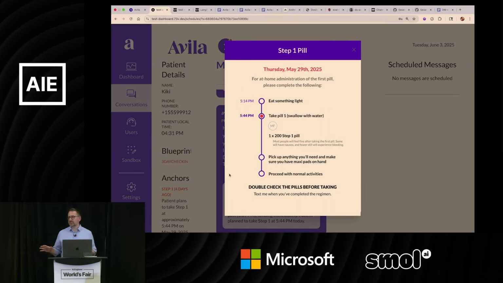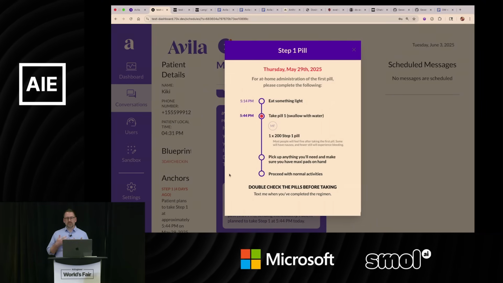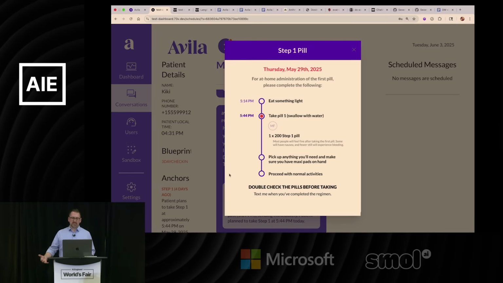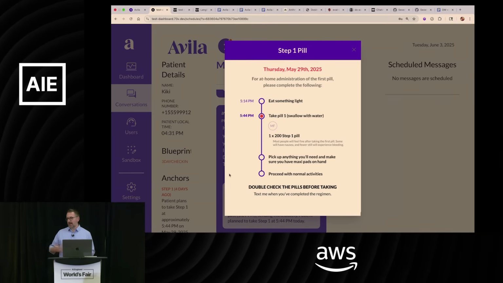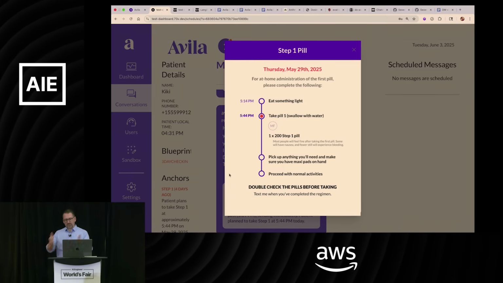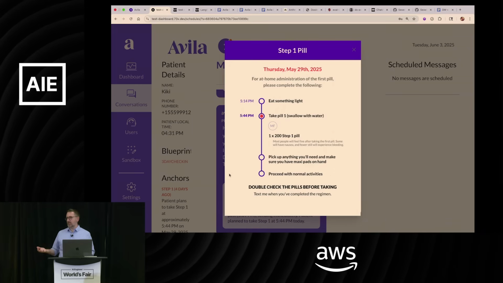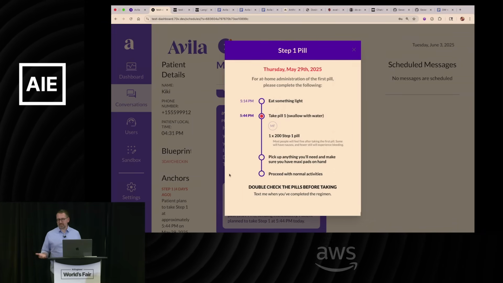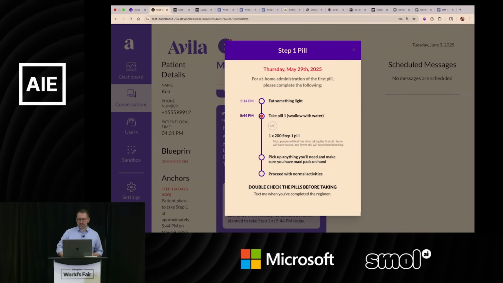The LLM's not doing it. The LLM is actually just passing along the instructions. It says, send the step 1 image and provide this date and this time, and we substitute the rest of it in. And this goes out as an MMS, right? So this is a text message. And so we provide this.